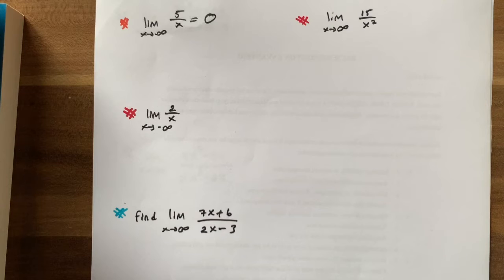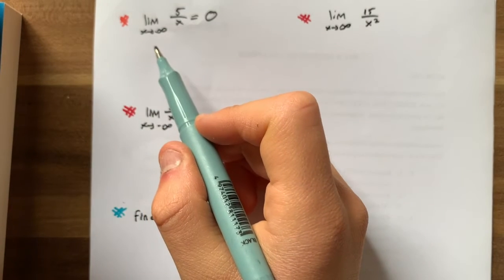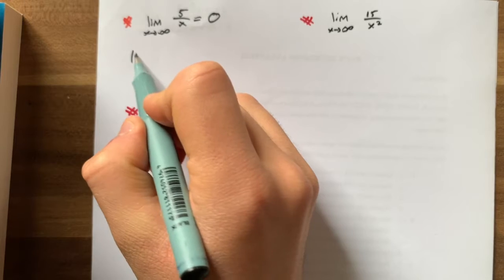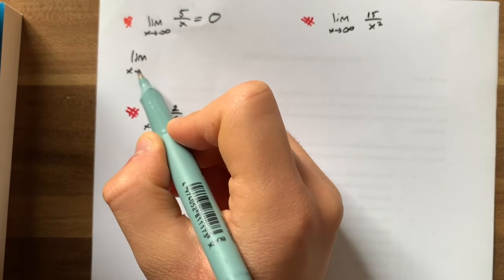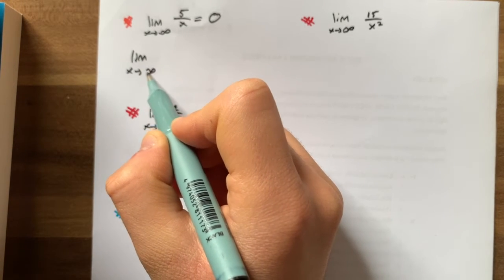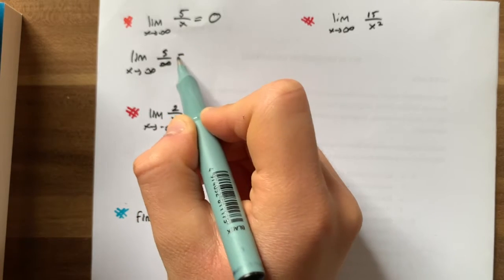Let's continue with our questions. We need to calculate this question by ourselves. Let's do it. Limit x goes to infinity, 5 over infinity.